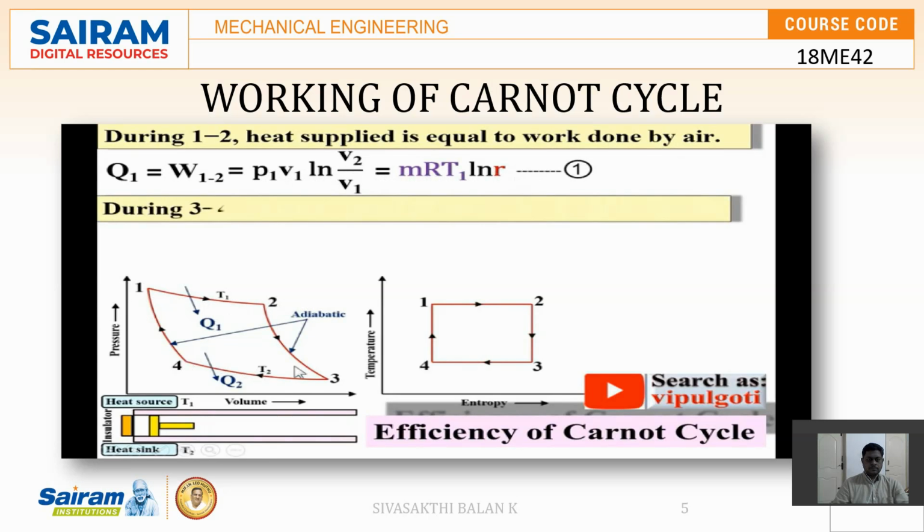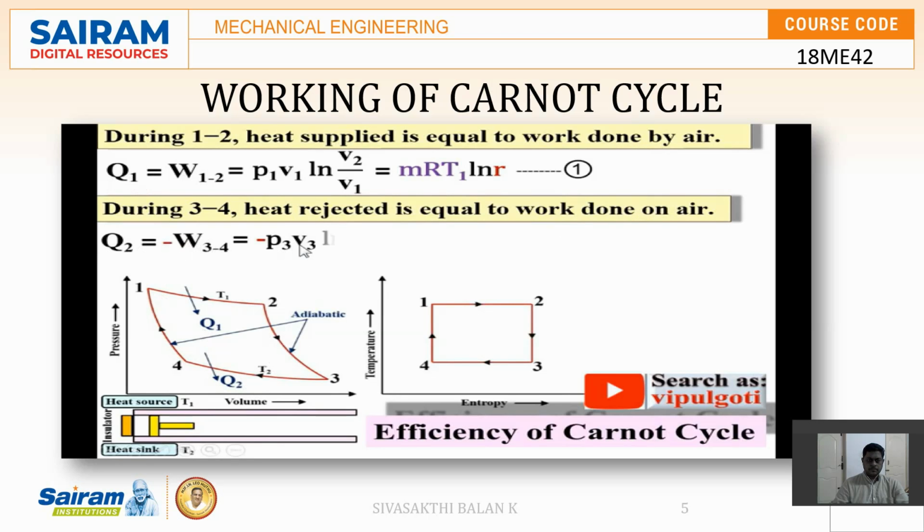Now during the process 3-4, heat is rejected, and that is once again at constant temperature, so that heat is exactly equal to work done. But here the heat is rejected, and that's why the work is done on the air, whereas over there the work is done by the air because heat is supplied. So it is plus sign over there, and over here it is rejected, so it has a minus sign. So I can say it is minus the work done during the process 3-4, and the work done is equal to P3 V3 ln V4 by V3.